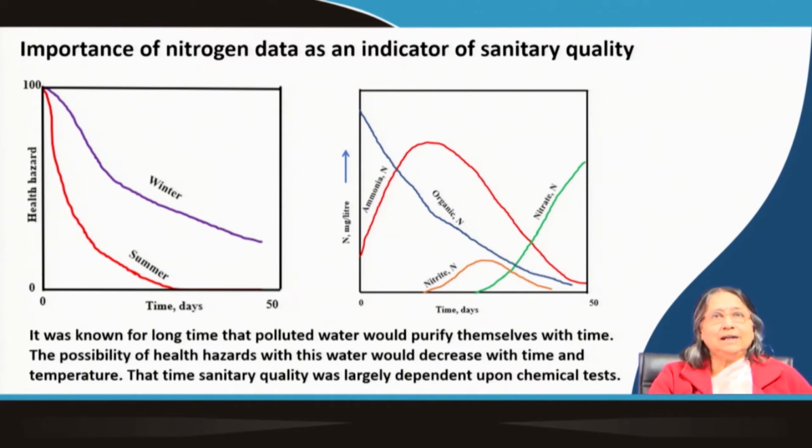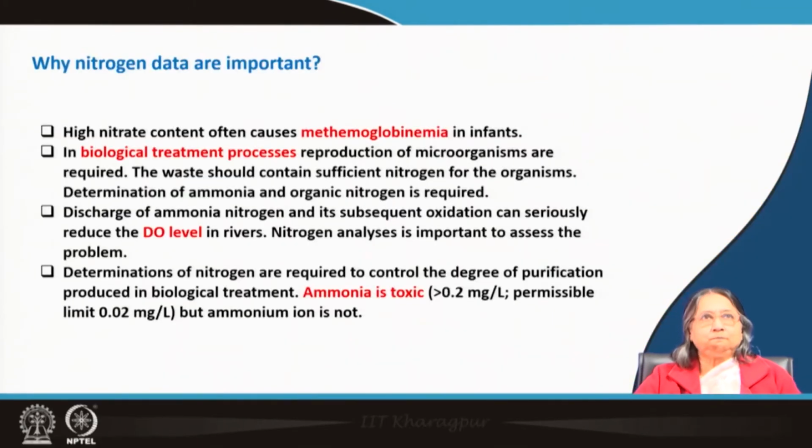Okay. So, what is necessary then? If we want to know what is happening, then we have to know how to determine it. Different forms of nitrogen we have to determine, okay. That is the main thing. Now, why nitrogen data? Otherwise also nitrogen data is very important to know.